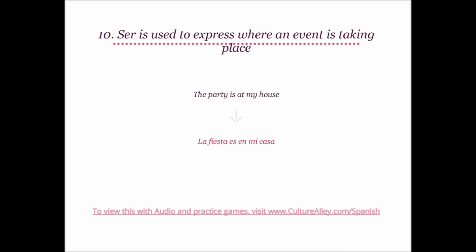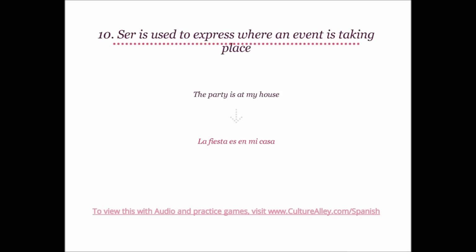In the 10th scenario for the usage of ser, it is used to express where an event is taking place. For example, the party is at my house translates to la fiesta es en mi casa. Say that, please. La fiesta es en mi casa. Even though the event may last a short while, we use ser to express where it is happening.